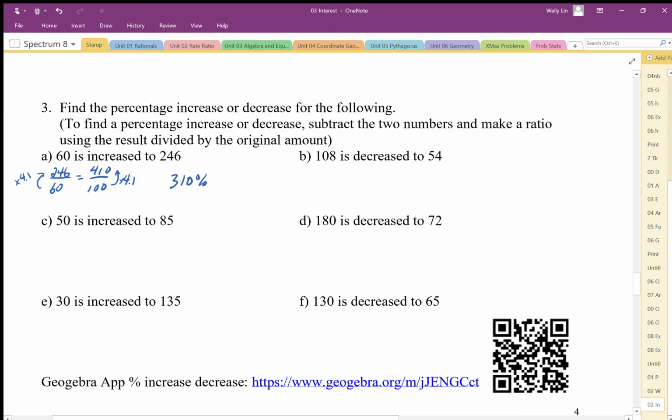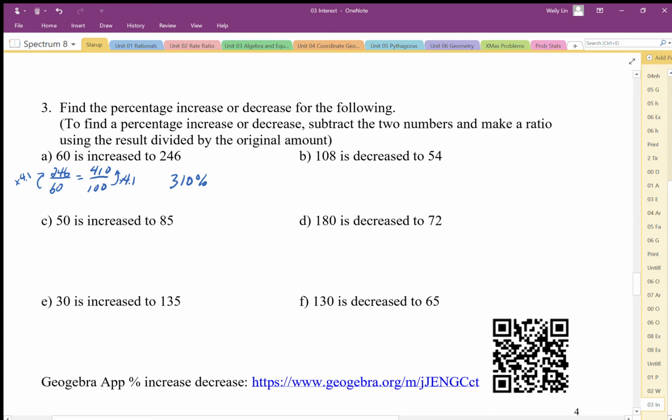Okay, so there's two ways to do it. Some people may say that this is a 410% increase, but technically that's not quite correct, because the increase part of it is only the 310. So be very careful of how you word your increases, because this is often reported in the news. We say there's a 410% increase, but really the increase was only 310%.